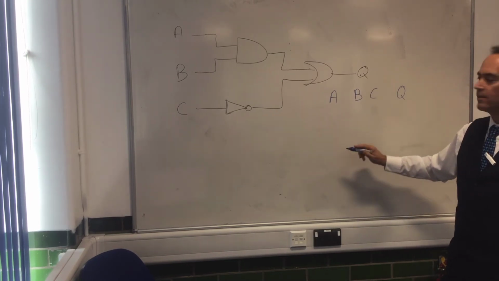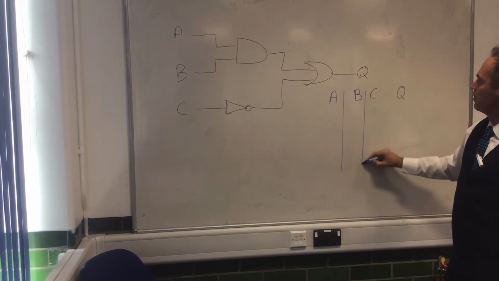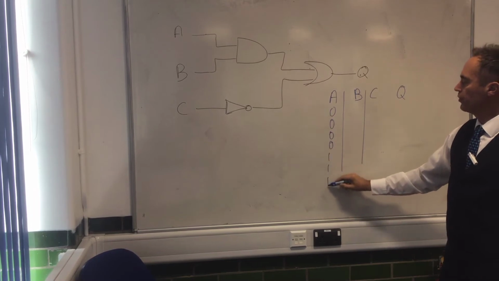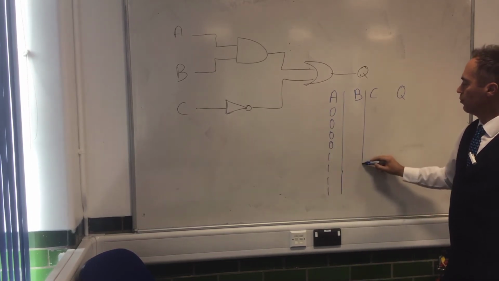Yes, please. 4 zeros and then 4 ones. 1, 2, 3, 4. 1, 2, 3, 4. Okay, that's my first column. What do I do in the next column?